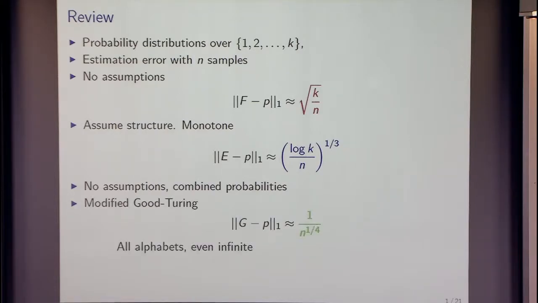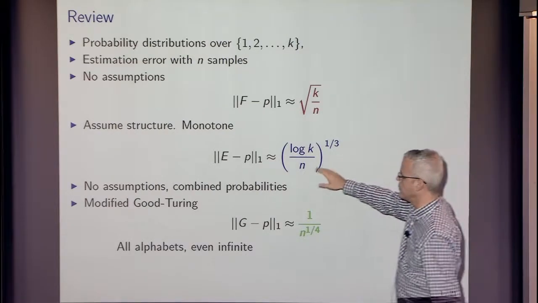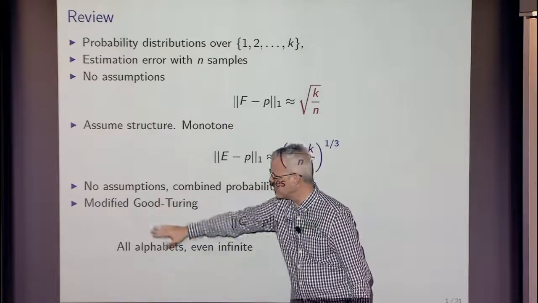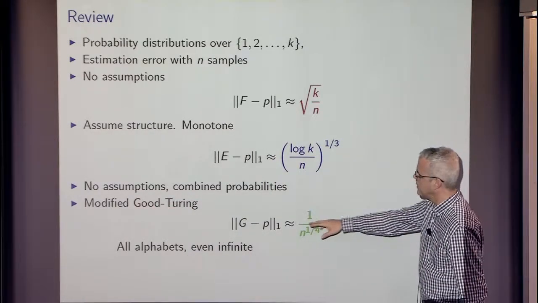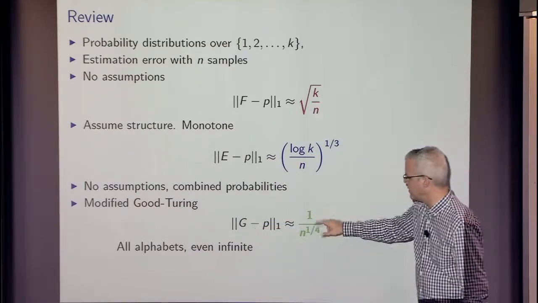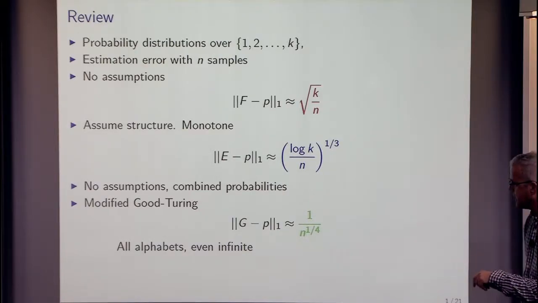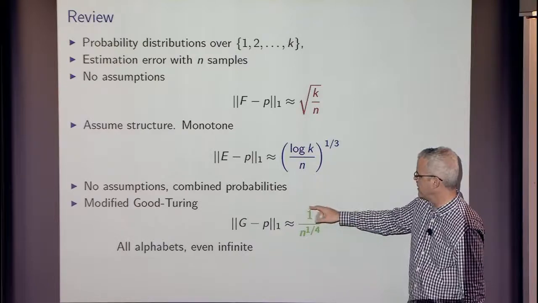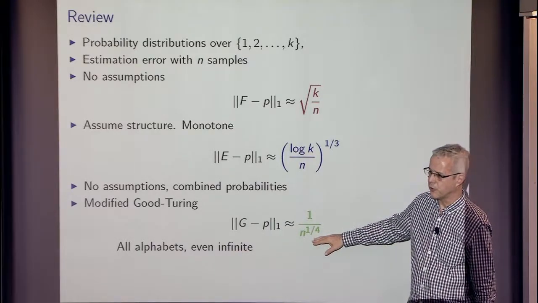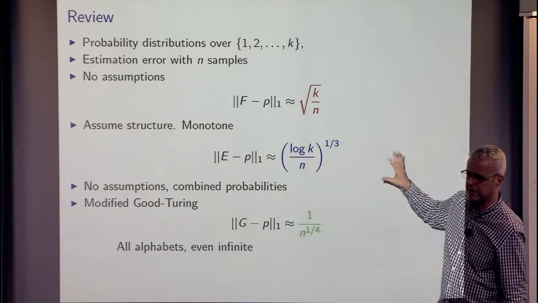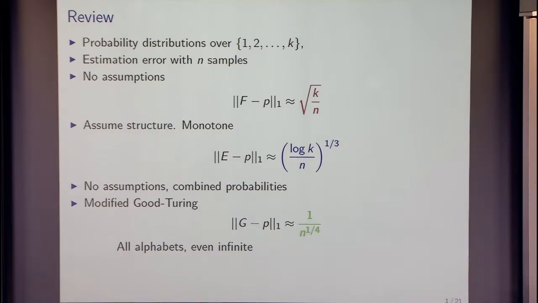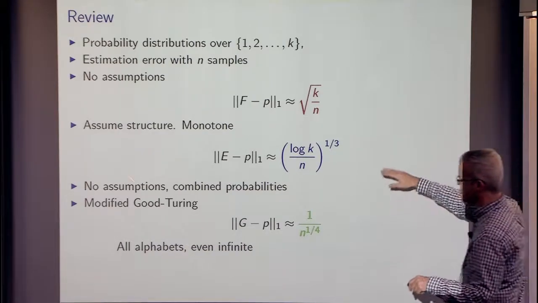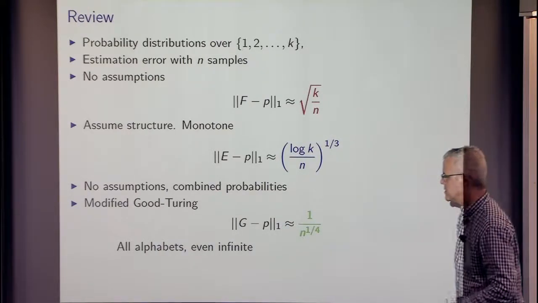Once you do that, you could look at Good-Turing and some modification of Good-Turing, and then you get a new estimator that approximates these combined probabilities at a rate of 1 over n to the 1/4. So now k disappears completely from the picture. There's no dependency on k, so it applies to all alphabets, any distribution, and even infinite alphabets.